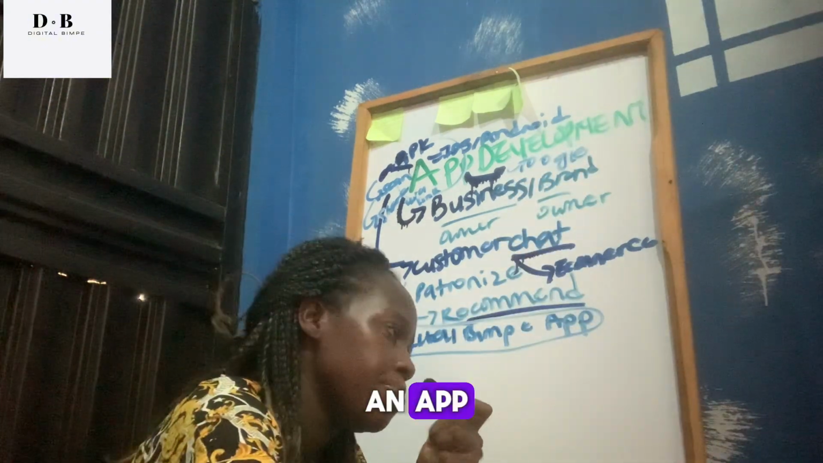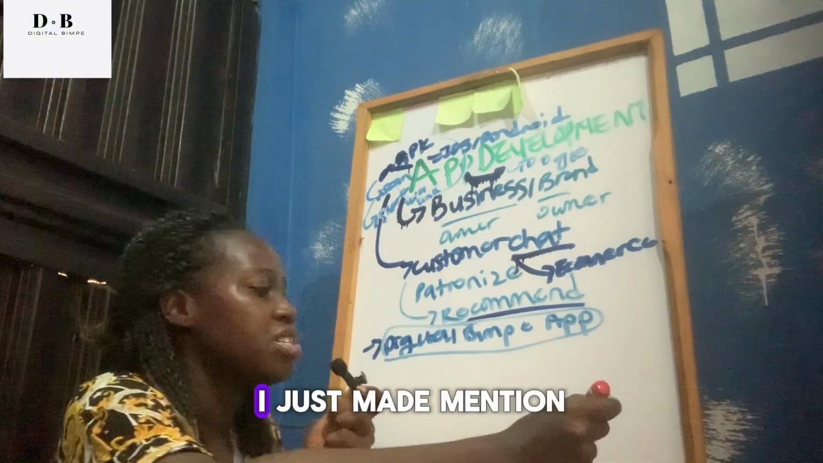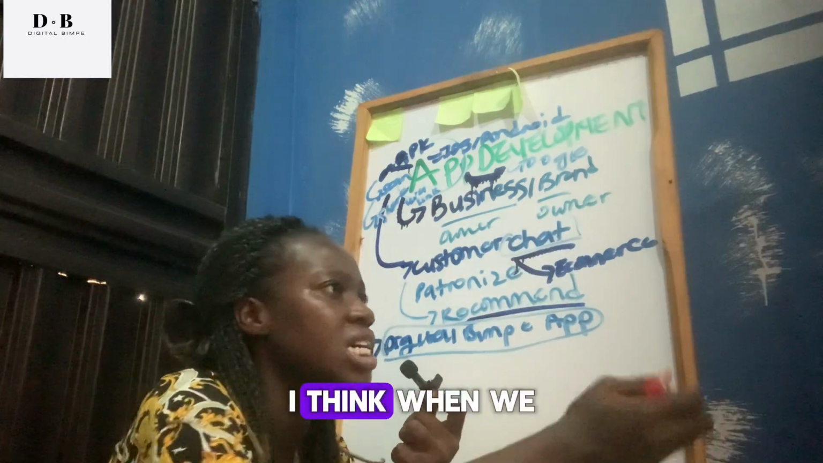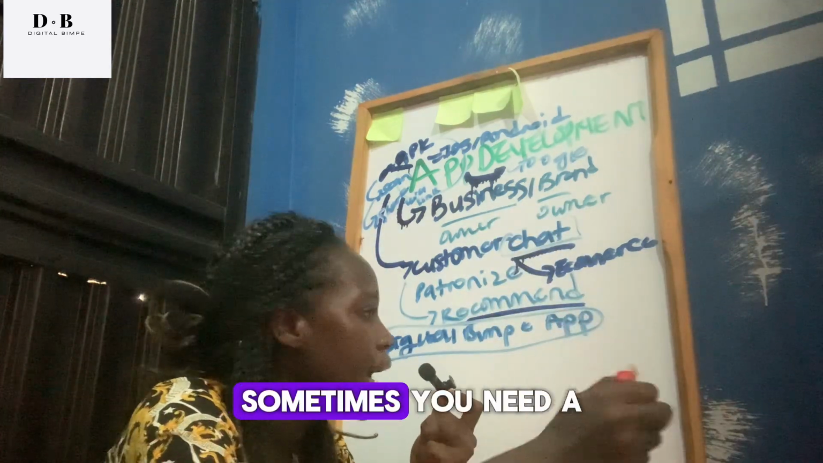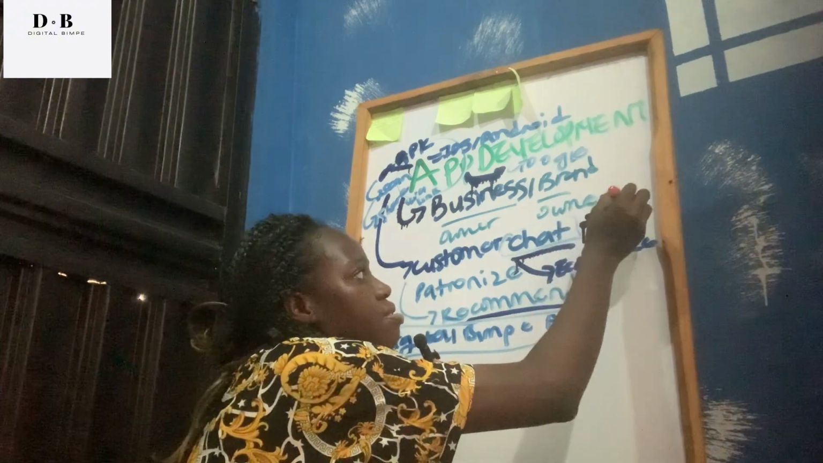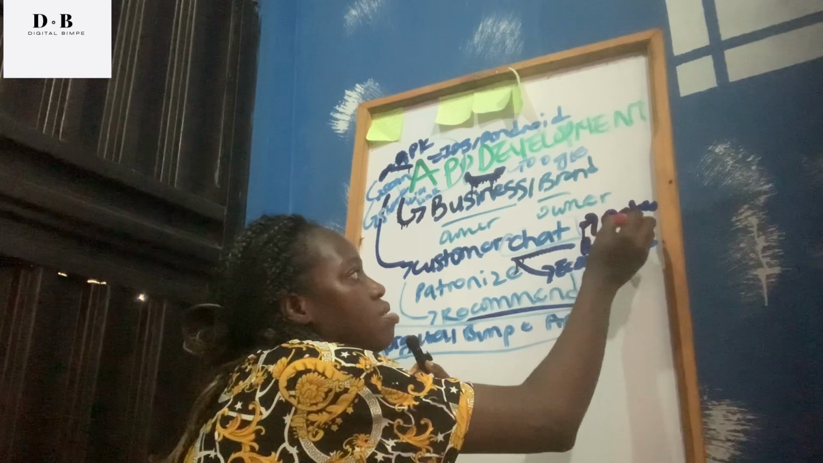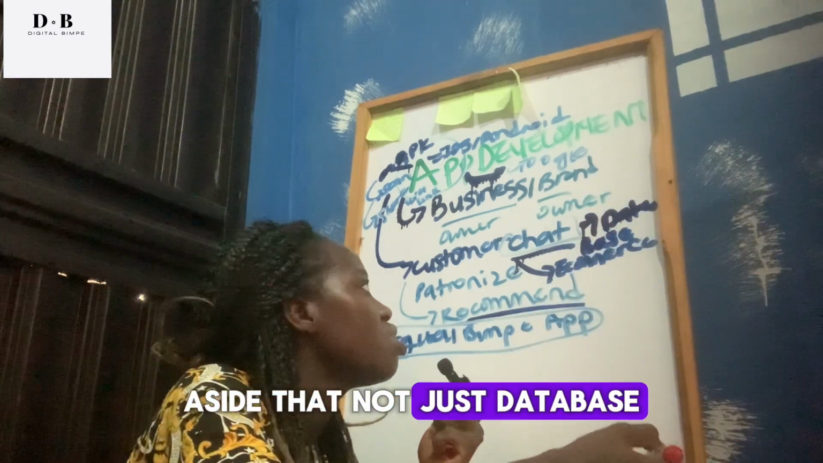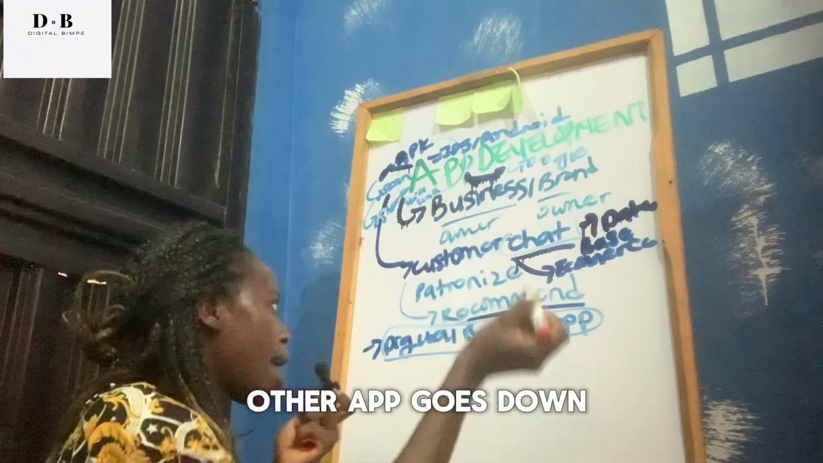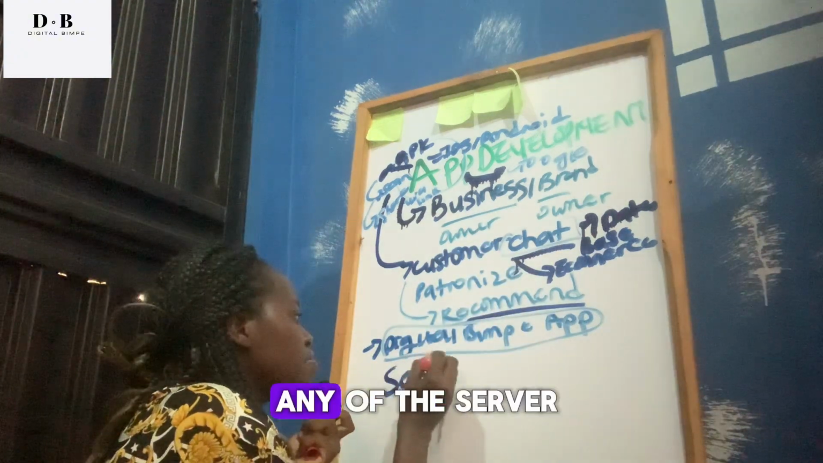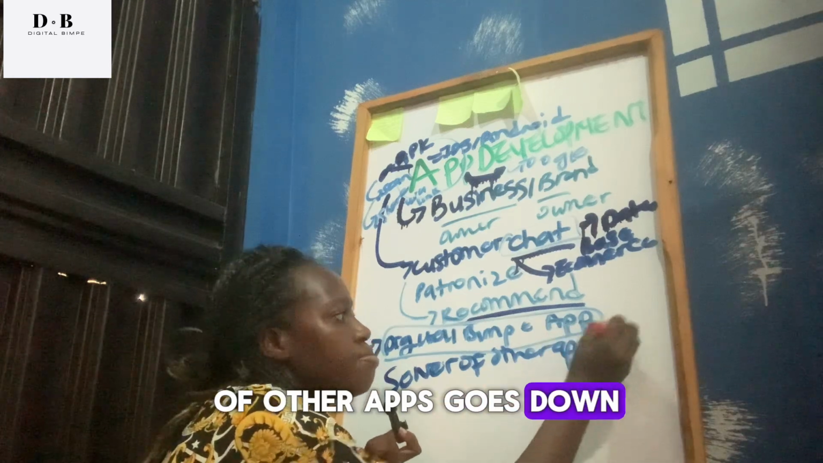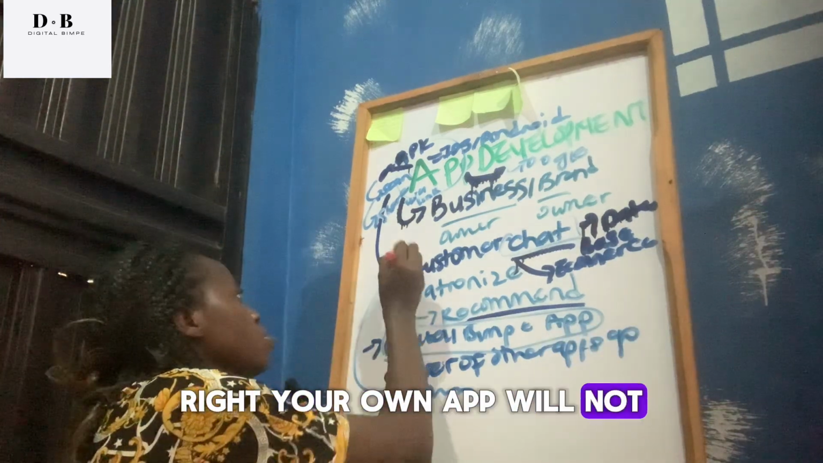So why do you need an app? What are the benefits of an app? I just made mention of chat. Sometimes, like I was saying when we were talking about blogs, you need record keeping, which we call a database. Aside from that, you need a platform where, if the server of any other app goes down, yours will not.